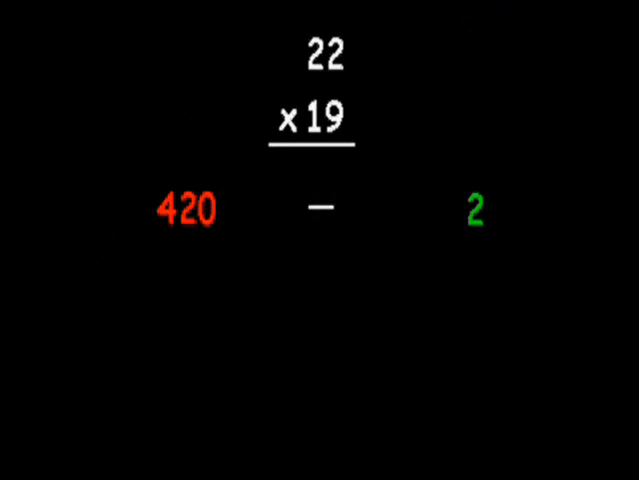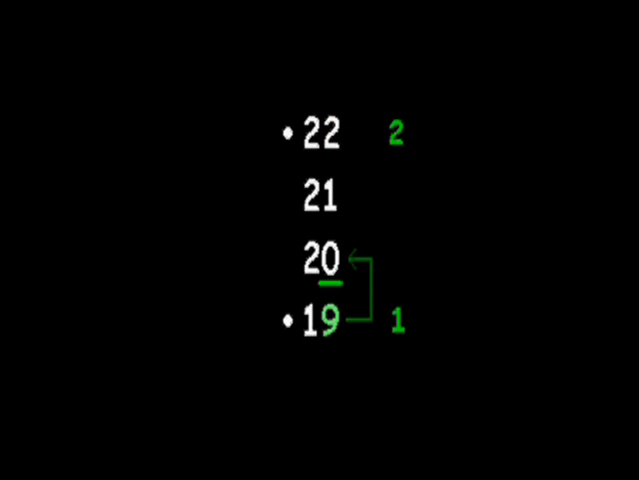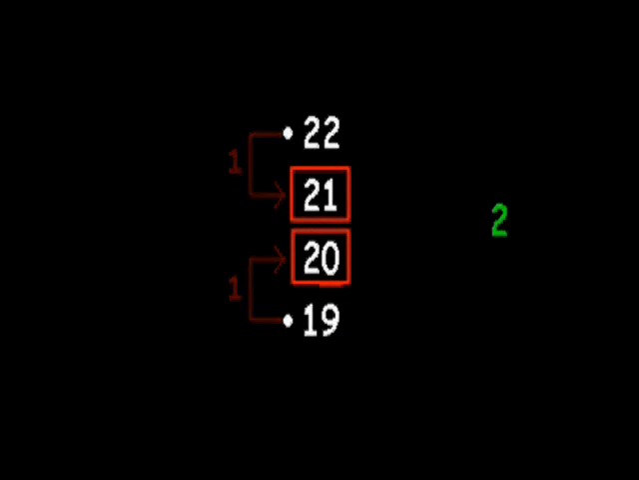This is the second kind of area. First, picture your numbers on a number line. Picture how far each number is from the closest zero and multiply these together for a green number. You get a red number by stepping in until the closest zero and solving for this instead. And since you went in instead of out, you will subtract the green number instead of add it. So 22 times 19 is 2 less than 420.